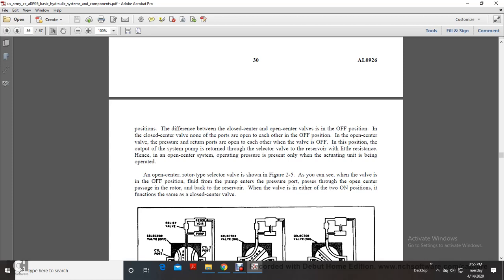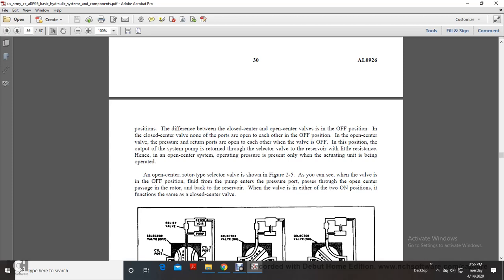With the other valves off, the pump output is returned through the selector valve to the reservoir with little resistance, hence there is opening pressure only when the actuating unit is being operated. An open center rotor type selector valve is shown in figure 2.5. In the off position, fluid from the pump enters the pressure port, passes through the open center passage in the rotor and back to the reservoir.